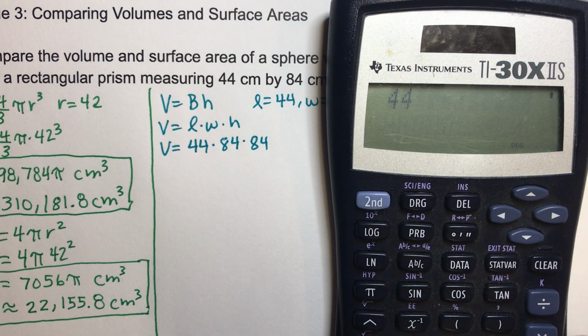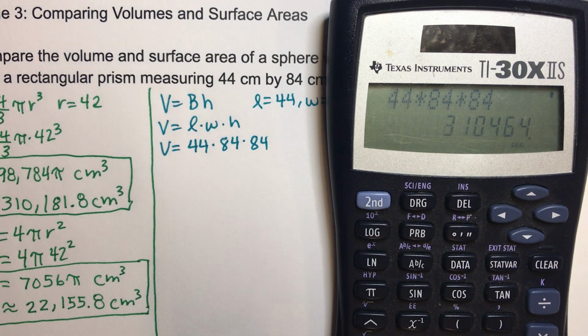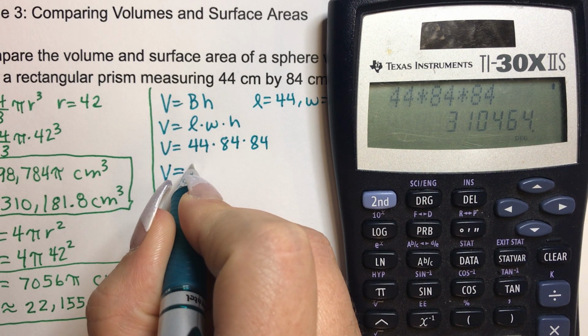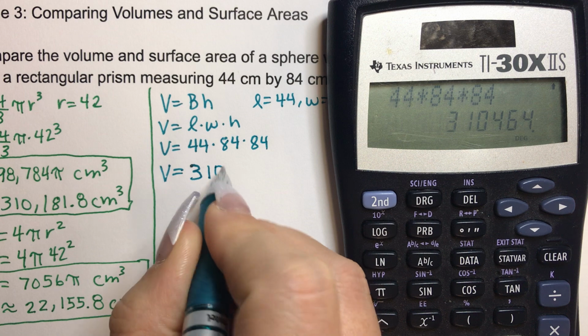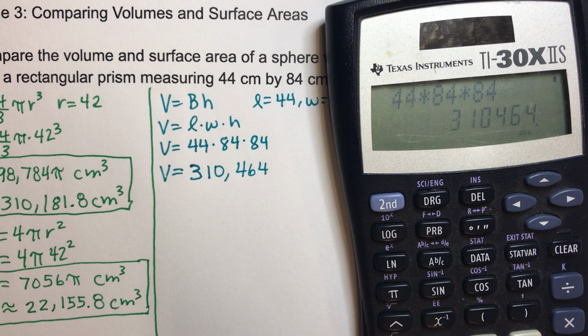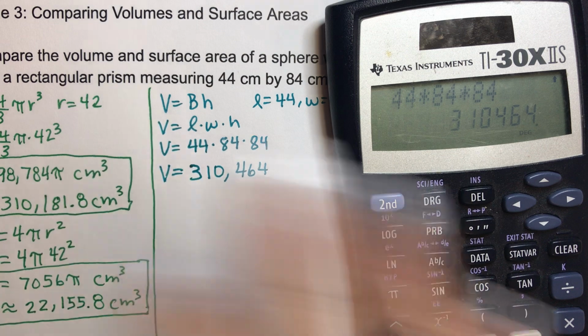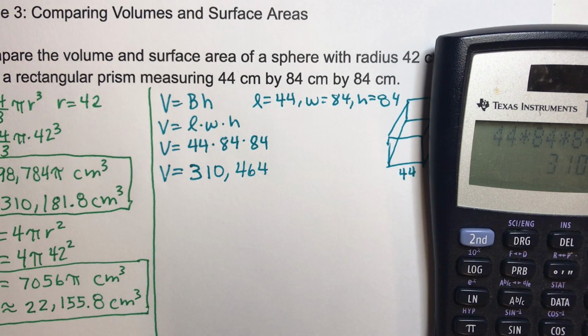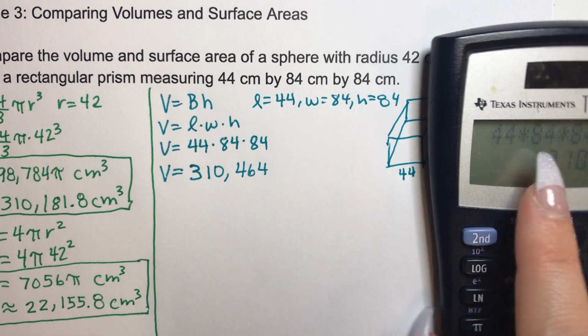So 44 times 84 times 84 ends up being, okay, so the volume ends up being 464. So really, really close. You know, these values are really, really close. Just a little bit off, but super close. It makes me want to just calculate this again. So 44 times 84 times 84.